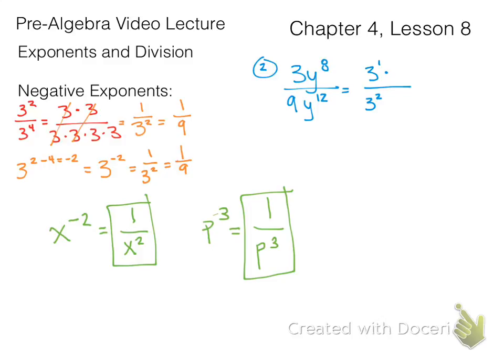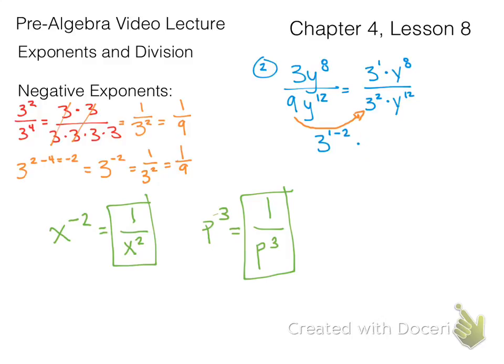So let's go ahead and do this one. We have 3 times y to the 8th over 9 times y to the 12th. Do you guys see how I turned 9 into 3 to the second? That's because 9 is 3 to the second. It's a perfect square. 3 times 3 is 9. So I can write 9 as a power of 3 to the second power. Okay? So then I've got the rest. And so then, I still have y to the 8th over y to the 12th.